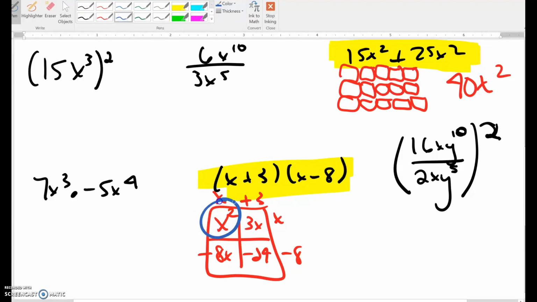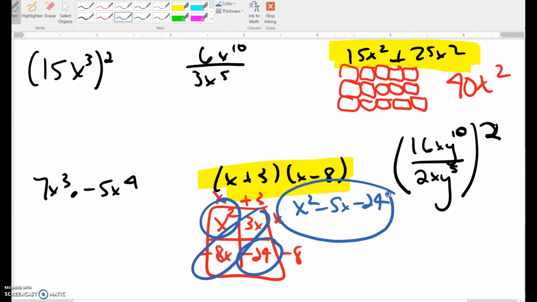So I have x squared, and there's no more of those. Here I have a negative 5x, so cats and dogs collecting like terms, and a negative 24. And I can't mush that more because these are not like terms. This is my final answer. The only things that are like terms are these two right there. So I'm done.